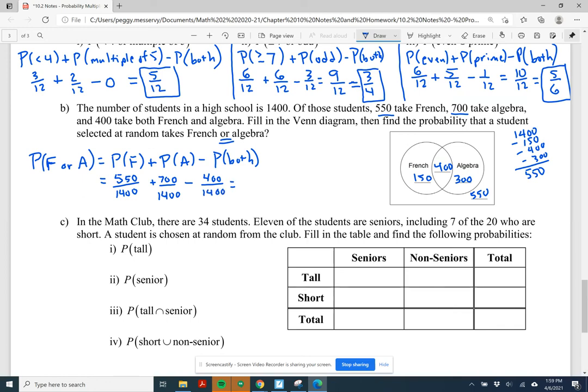Do the math there. 550 plus 700 is 1250. Take away 400 is 850. So we get 850 over 1400. We can reduce that fraction to 85 over 140. We can divide out a 5 from the numerator and a 5 from the denominator. We can leave our answer as a fraction, or if we want, we can change it to a decimal or percent. Let's see what it is as a percent. 17 divided by 28 is 60.71%.